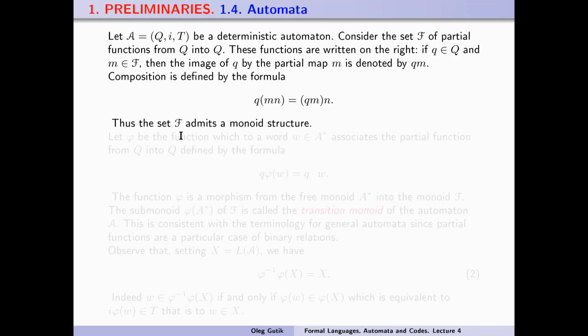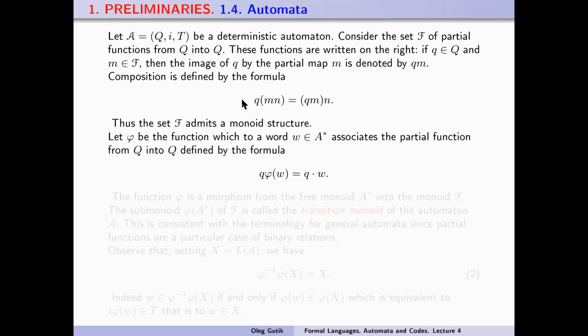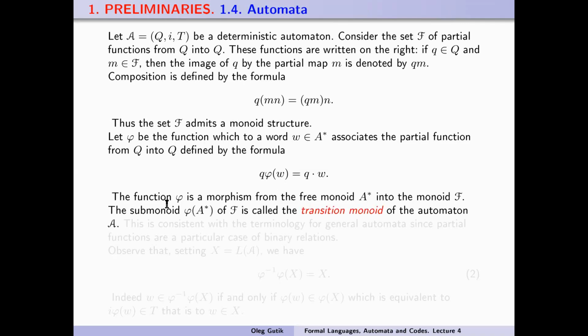Therefore, the set F admits a monoid structure with such operation. Let phi be a function that maps a word W over our alphabet A to the partial function from Q into Q defined by the formula q phi of W is equal to q multiplied by W. The function phi is a morphism from the free monoid A star into the monoid F.